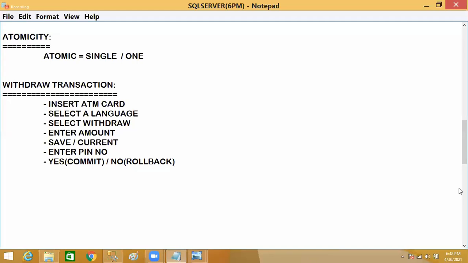So the last yes or no decides whether you want to complete your transaction successfully or cancel it. That is decided last, and it is decided by the user. If I want money, I will press the yes button. If I don't want the money, I will press the no button. So this commit and rollback decision is taken by the customer, the user.